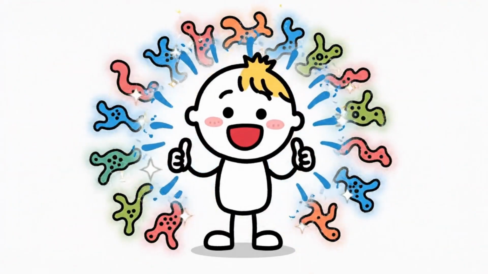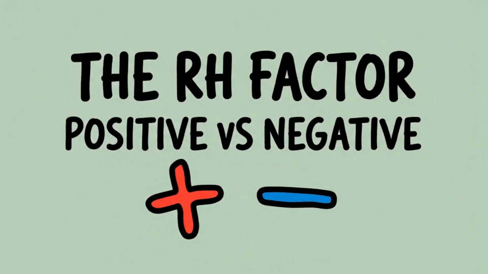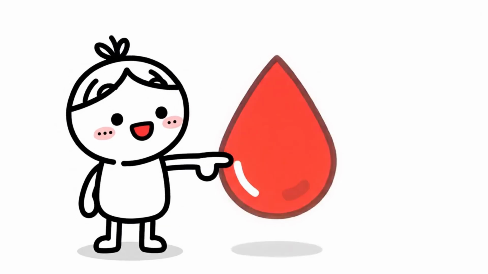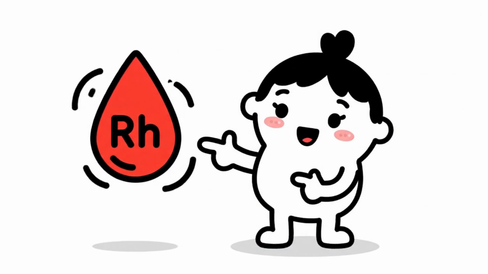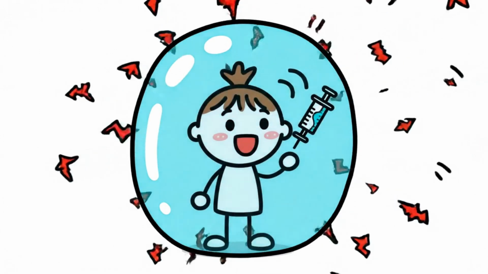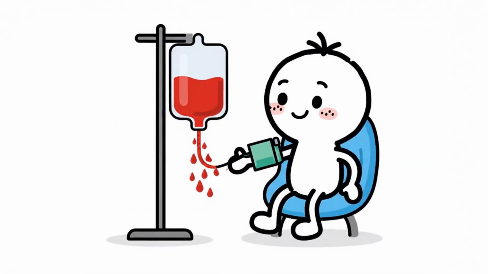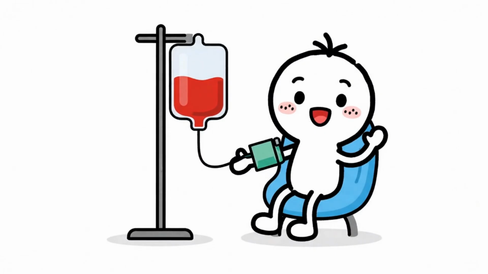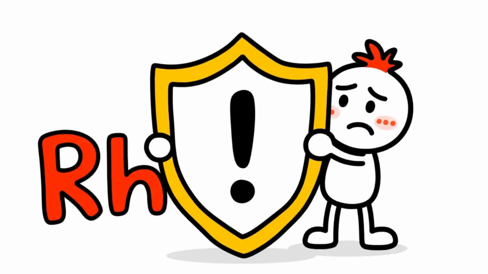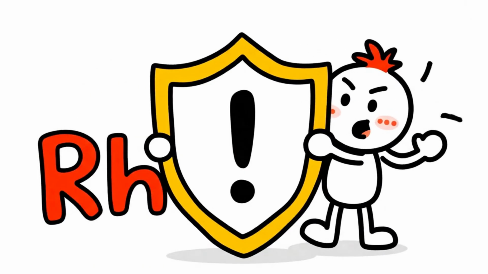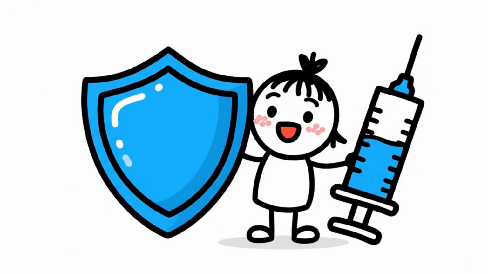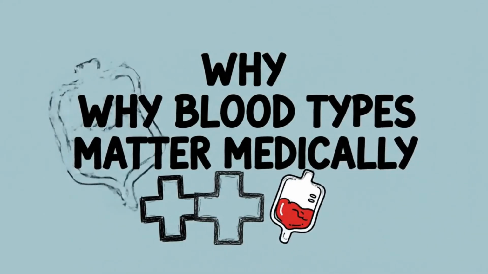In addition to the ABO system, blood is also classified by the Rh factor. If your blood contains the D antigen, you are Rh positive. If it does not, you are Rh negative. The Rh factor matters most in blood transfusions and pregnancy. An Rh negative person exposed to Rh positive blood can develop antibodies. In pregnancy, this becomes important because an Rh negative mother carrying an Rh positive fetus can develop antibodies that affect future pregnancies if not treated properly. This is why Rh status is routinely monitored in prenatal care, and why modern medicine places so much importance on it.